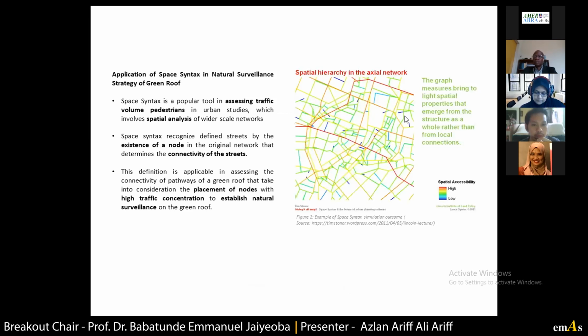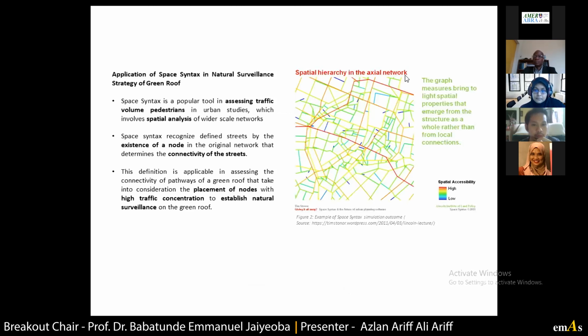So the application of space syntax in natural surveillance strategy of green roof. Space syntax is a popular tool that is used in urban studies. As you can see in the coloration, different networks of the street are defined by the coloration. The red coloration signifies high density traffic, and the cooler hues of the road signify lesser crowd engagement. So this definition is applicable in assessing the connectivity of the pathway of the green roof that takes into consideration the placement of nodes with high traffic concentration to establish natural surveillance on the green roof. So this one is on the macro scale, which is urban. Now we are going on to the micro scale, which is the green roof.